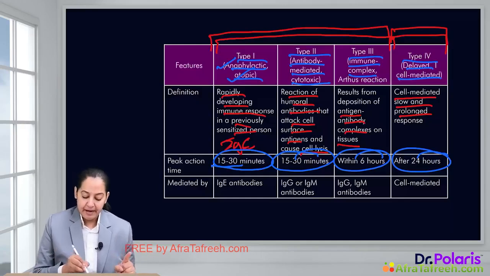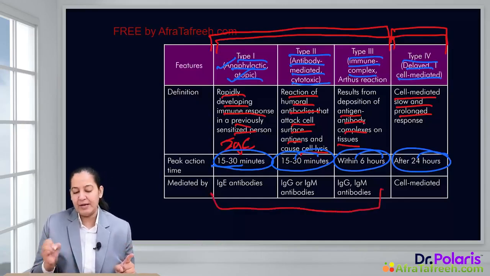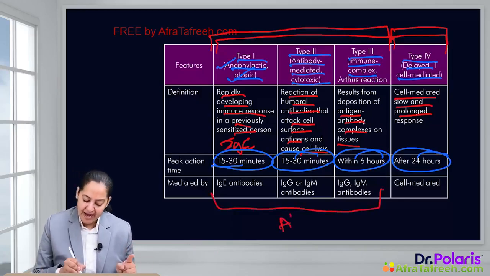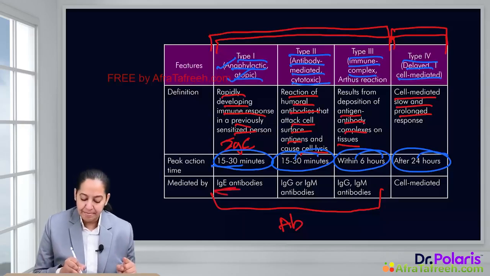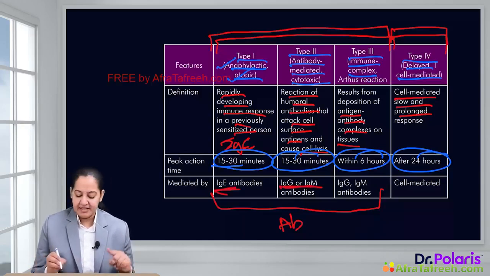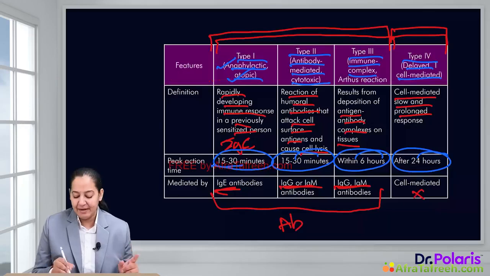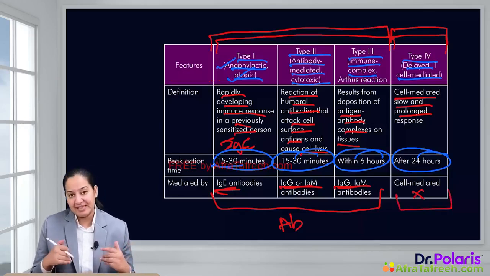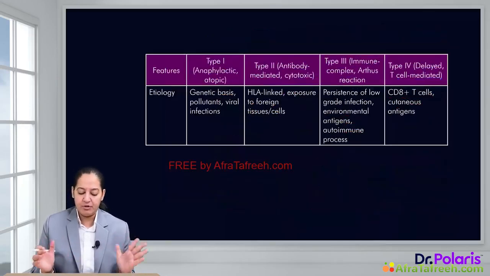In type 1, 2, 3, all of them antibodies are formed. That's why the first three types are antibody mediated. In type 1, IgE antibody is formed. In type 2, IgG or IgM is formed. In type 3, IgG or IgM is formed. But in type 4, no antibody is formed. It is cell mediated, T cell mediated, which will secrete 3 cytokines and leads to formation of granuloma.